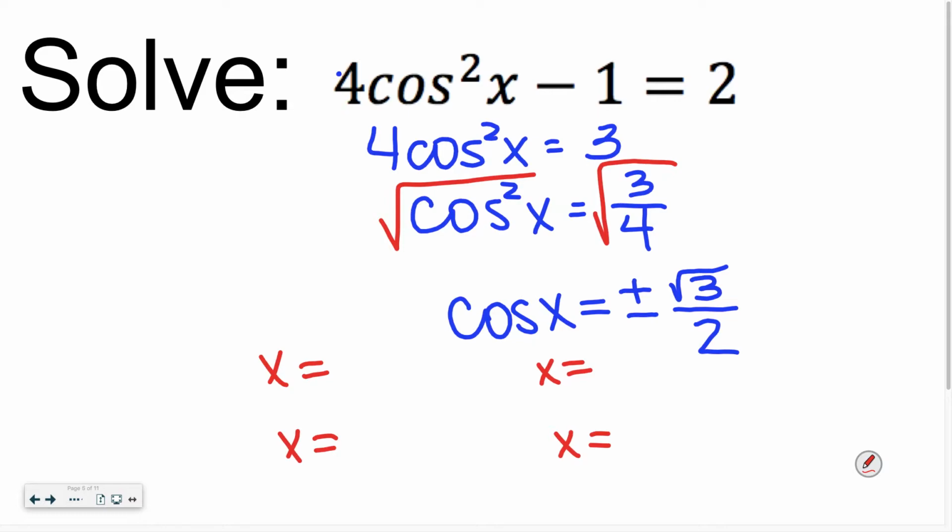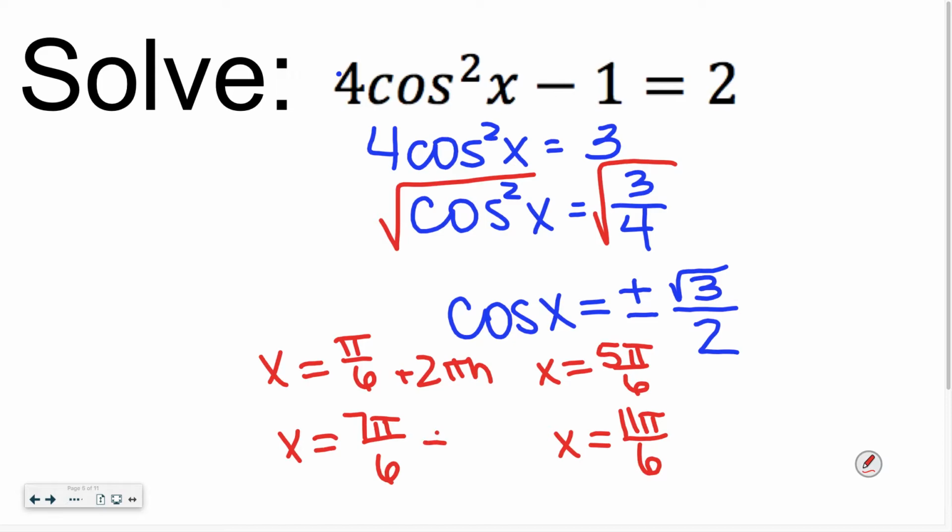Okay, so the cosine is a positive radical 3 over 2 where? Okay. Ooh, I like pi over 6 today, huh? And it's positive at 11 pi over 6. Okay. Cosine is a negative radical 3 over 2 at 5 pi over 6 and 7 pi over 6. And since cosine's period is 2 pi, we're going to add plus 2 pi n to each of these.